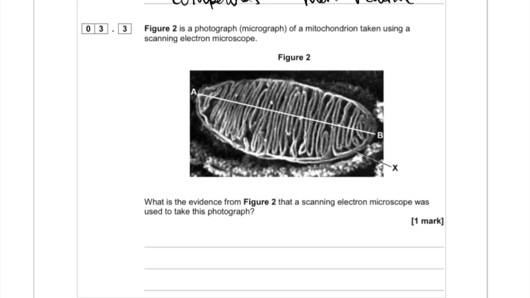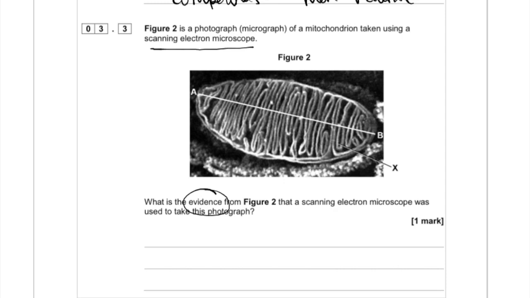Okay, third part. So figure 2 is a photograph of a mitochondrion taken using a scanning electron microscope. What is the evidence, so what can we see in figure 2, that a scanning electron microscope was used to take this photograph? So first thing I do when I see this question is think about what topic is this testing your knowledge of? It's testing your knowledge of microscopes and how they work.